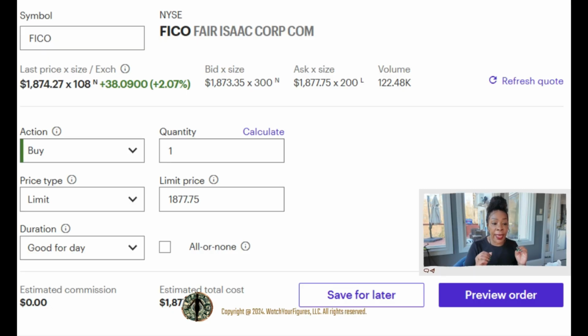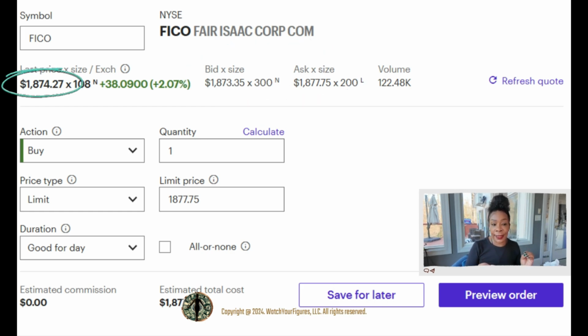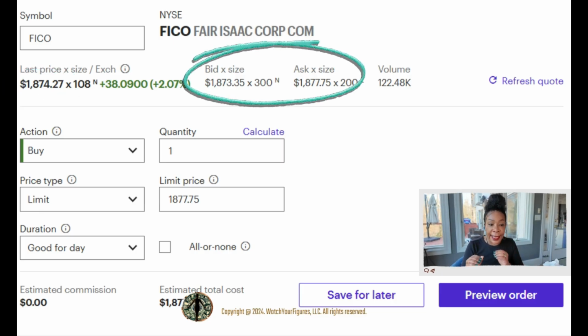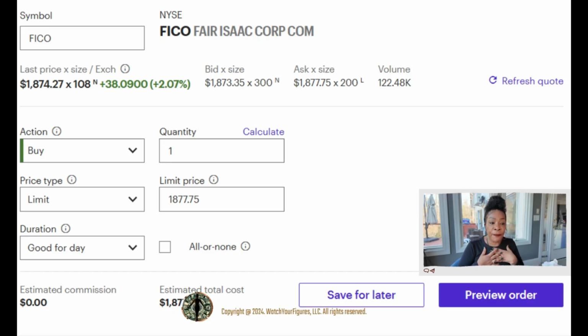And right now we have a bid and ask. If you look right next to all the green numbers, you see FICO. Right below that, you see the last price is $18.74. Now, you see the bid and the ask. The bid is $18.73 and the ask is $18.77. So it's only a few cents difference. To me, that's not worth worrying about. If you're paying $18.74 for a stock, you're not going to be concerned about paying a couple cents more or less, or whatever.